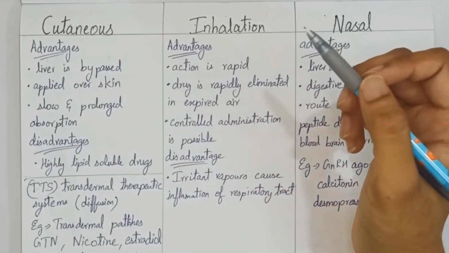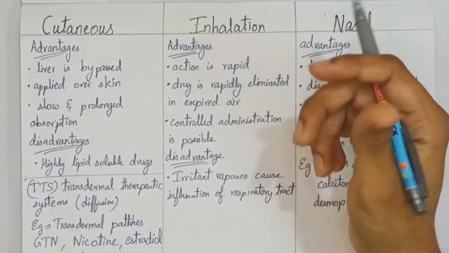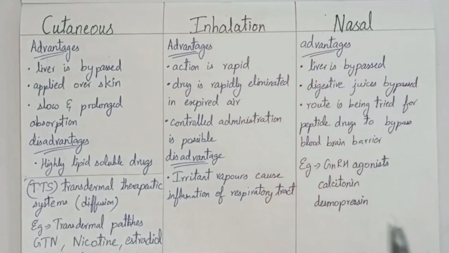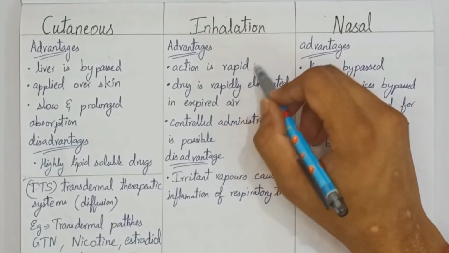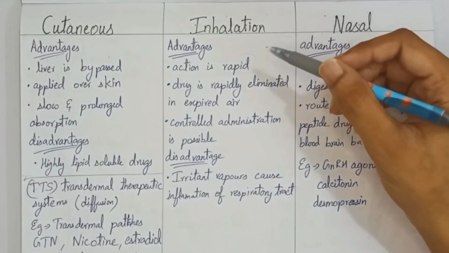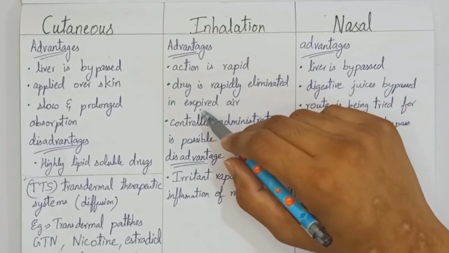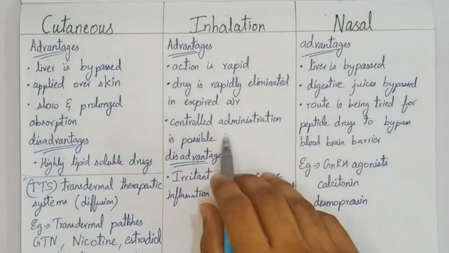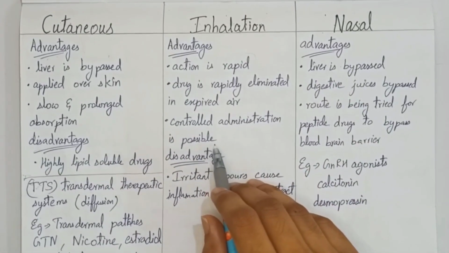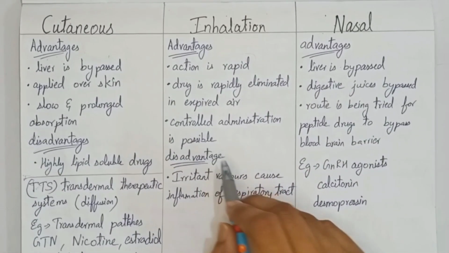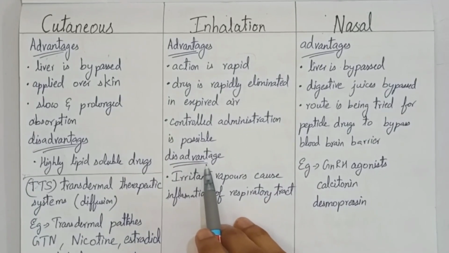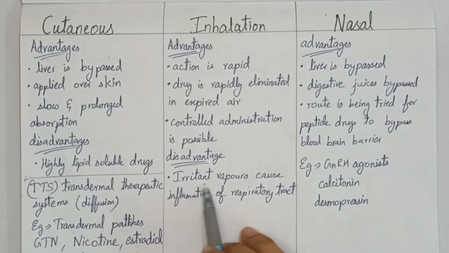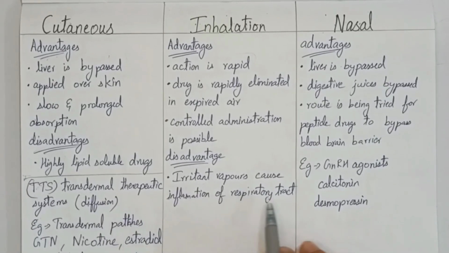Inhalation. When a drug is inhaled, we generally see a rapid onset of action. Then the drug is rapidly eliminated by expiring the air outside. Controlled administration is possible; a set value of doses can be given. The disadvantage of the inhalation route is that irritant vapors cause inflammation of the respiratory tract.